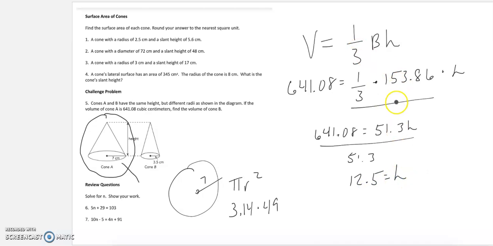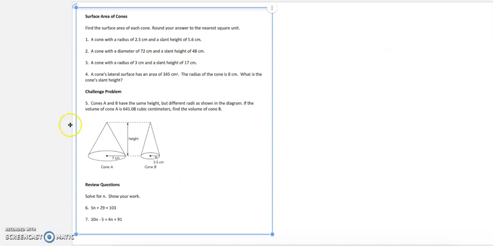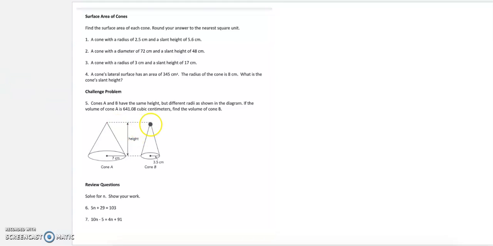So now I know that the height of this cone right here is 12.5. Now I have everything I need to know. Again, the formula is 1/3 area of the base times the height. So let's fill in what we know.